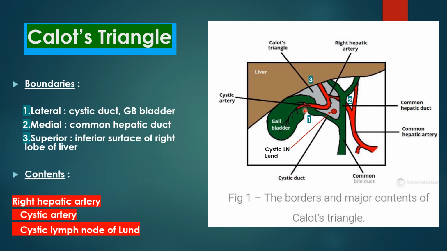It is important to know the contents of Calot's triangle, which consists of the right hepatic artery and its branch, the cystic artery, which supplies the gallbladder. There is also a lymph node which is located in the center of this triangle, and this is known as the cystic lymph node of Lund, which drains the gallbladder. It's the primary lymph node that drains the gallbladder.